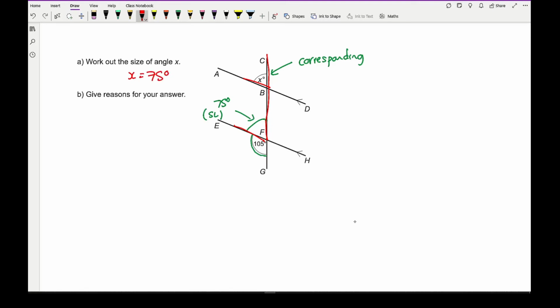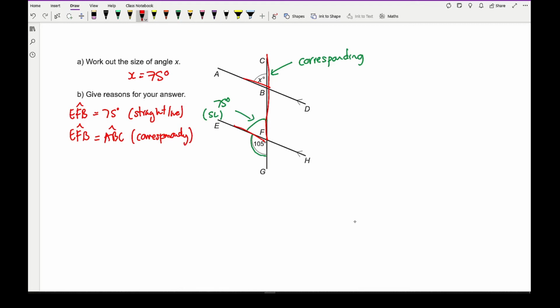And explaining your answer, well, because angle EFB is equal to 75 because it's on a straight line, and angle EFB is equal to ABC because they are corresponding. Now obviously there's different ways in which you could answer this question. As long as you're using the correct answers and you get an answer of X equals 75, then that would be absolutely fine.